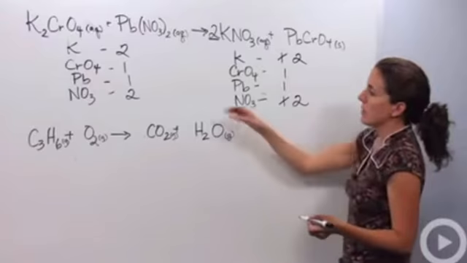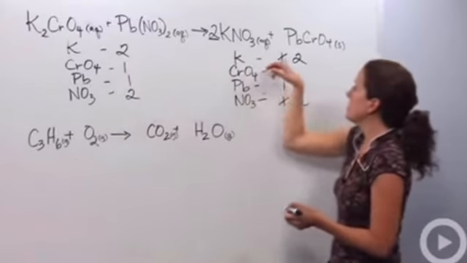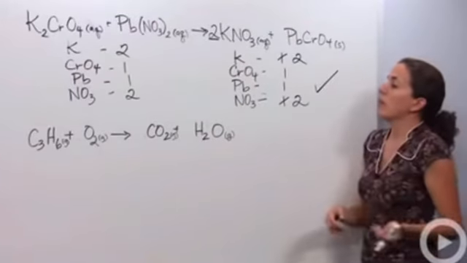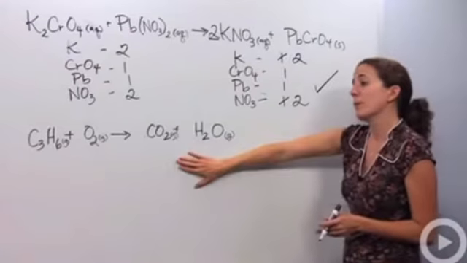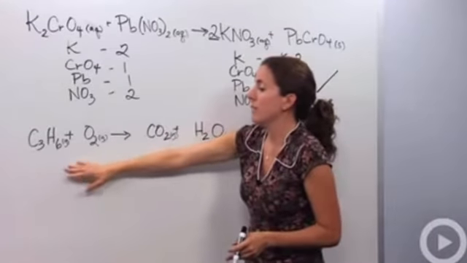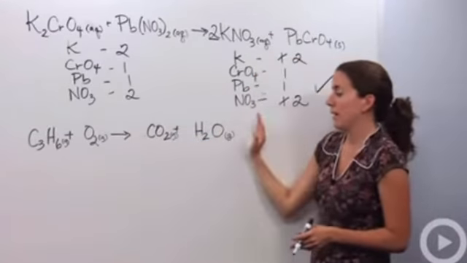And let's see. So we have 2, 1, 1, 2, 2, 1, 1, 2. Looks like the whole thing's done. We are good to go. Let's look at something a little bit more complicated. Let's look at this reaction here.